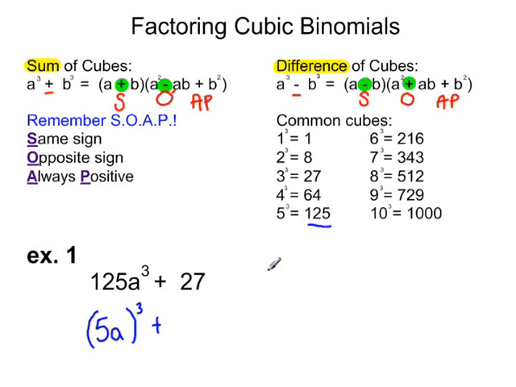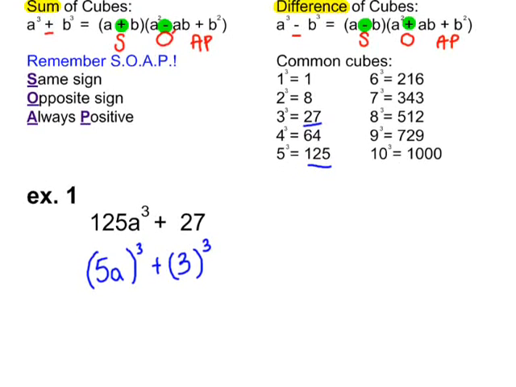Second term, I see 27. I also see 27 up here. The cube root of 27 is 3, so that means our B term is going to be 3. Alright, now if we look back at our sum of cubes shortcut here, we have a binomial, trinomial together. We've got to make sure that we write these down in the correct order. So I have my A is 5A, B is 3, and if it helps, you can write it off to the side. A is 5A, B equals 3, and we're going to plug that into this part right here.